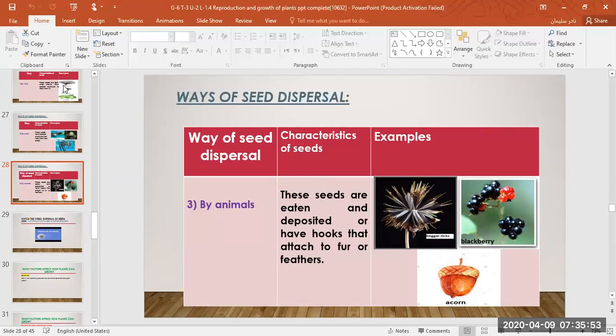The main ways that we discussed are by wind, by water, and by animals. For these three, it's important to know the characteristics of each one, and it's important to know the examples for each one.